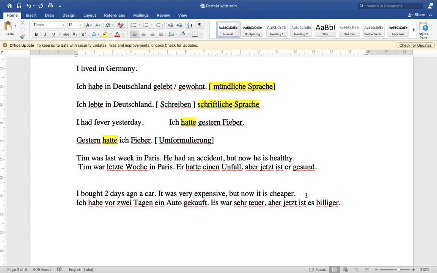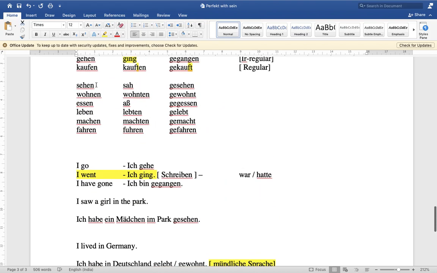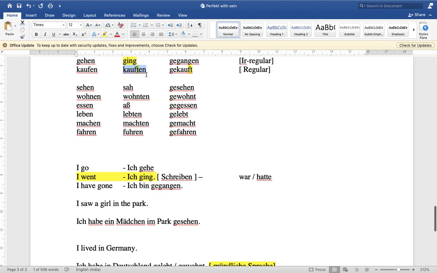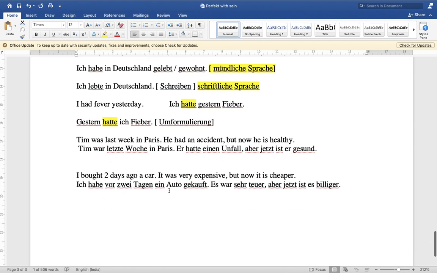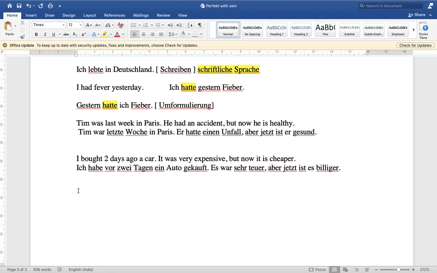Okay. Gekauft is bought. Gekauft. Yeah, we don't use kaufte. Although bought is, if you see the table, kaufte. But as I said, this is for schriftlich, writing, not for mündlich. This is for writing purpose. In speaking, we use perfect form. Is that clear? Which form we use while speaking?